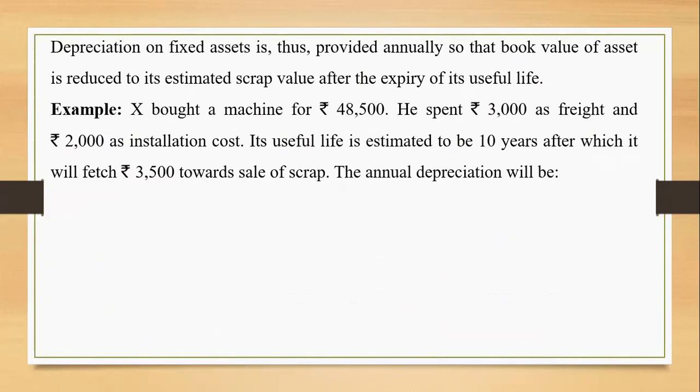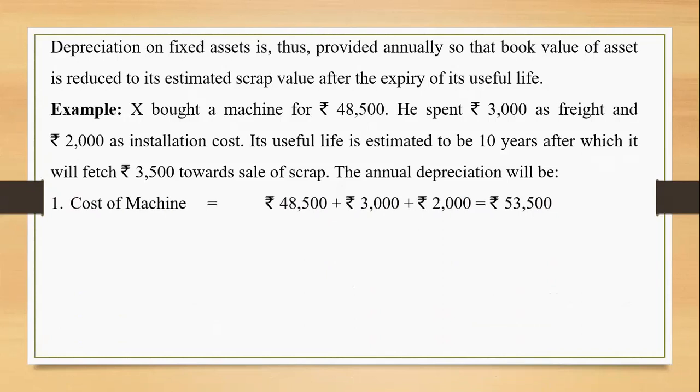We just take an example over here. X bought a machine for 48,500, spent 3,000 as freight, 2,000 as installation cost. Let us calculate the cost of an asset. So cost of an asset will be 48,500 plus 3,000 plus 2,000 comes to 53,500. What is the scrap value? Scrap value is 3,500. What is the useful life? Useful life is 10 years. Okay, these were the three factors to be considered for determining the amount of depreciation.